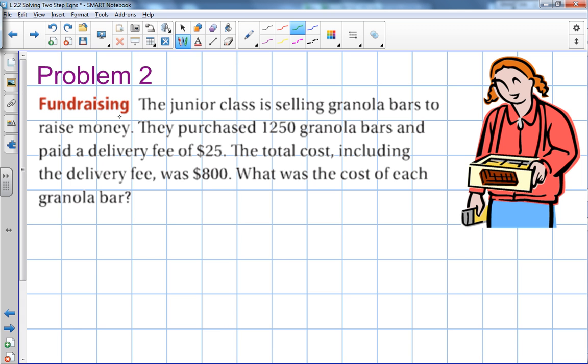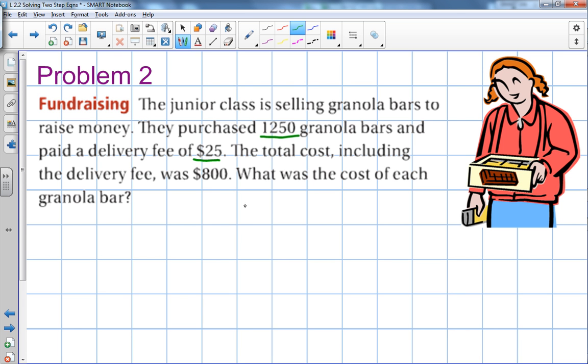So I'll go slowly. This problem says the junior class is selling granola bars to raise money. They purchase 1,250 granola bars and pay a delivery fee of $25. The total cost including the delivery fee was $800. What was the cost of each granola bar?